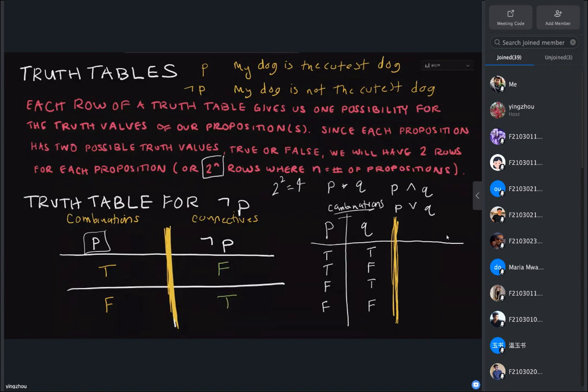Now, do your professor a favor and write them in this way. I have a lot of students who do true, true, and then false, true, and then false, false, true, false. And it's very hard for me to check your work when you're all willy-nilly like that. So do me a favor, keep these groups together, and then these will alternate. And we'll continue to work on that together.